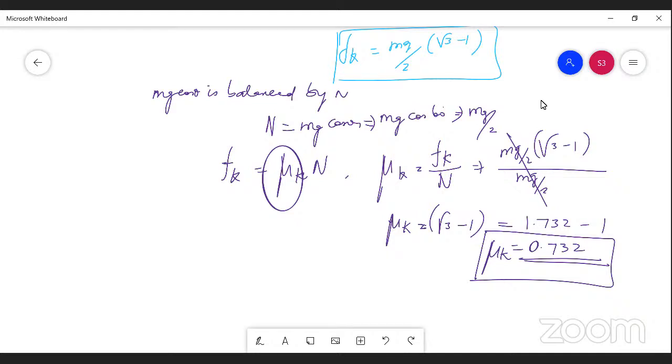We shall now see the applications of angle of repose.